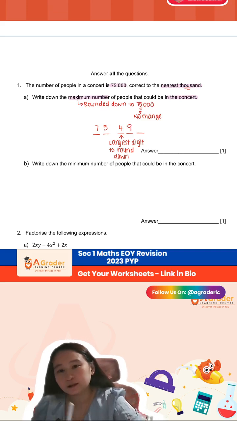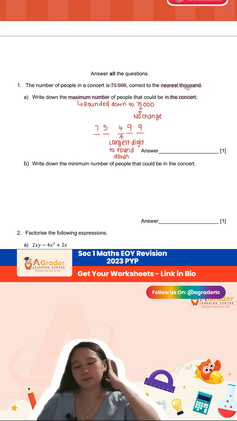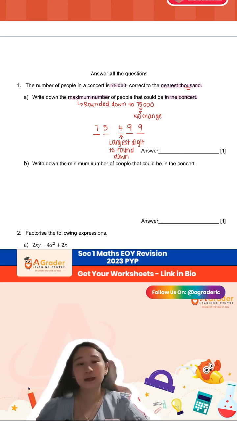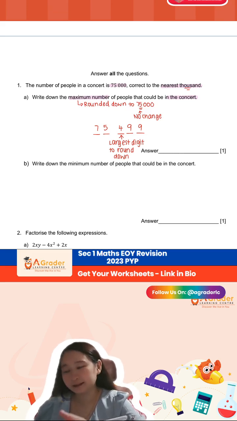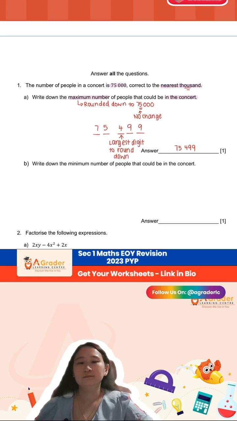So 9 is the largest one digit number. Since tens place and ones place is not affecting the rounding up or down, so we leave it as 9. So that's our answer for part A, 75,499. Okay.